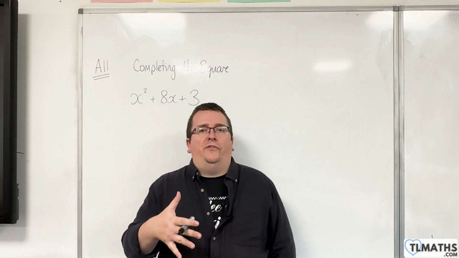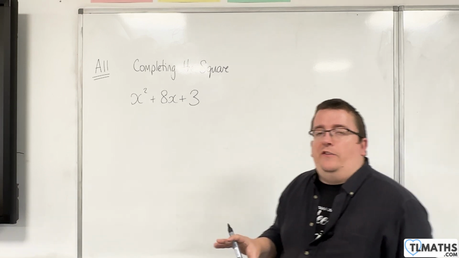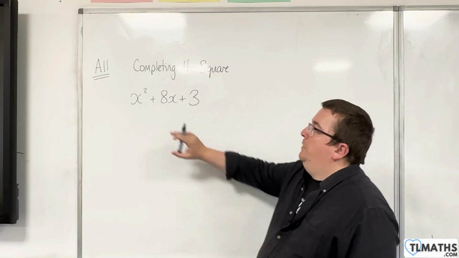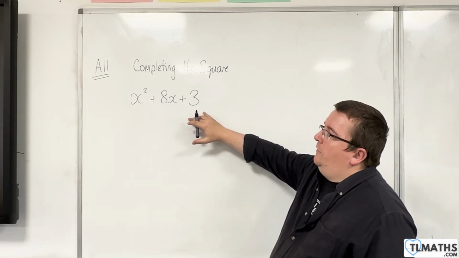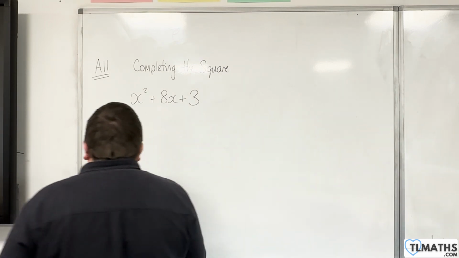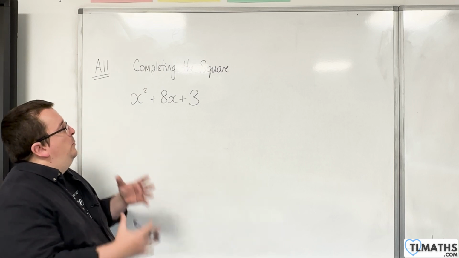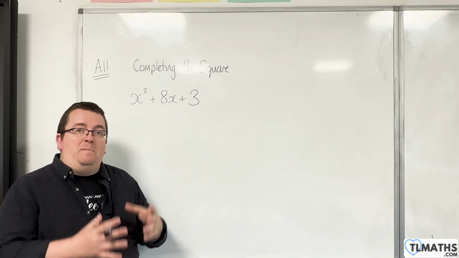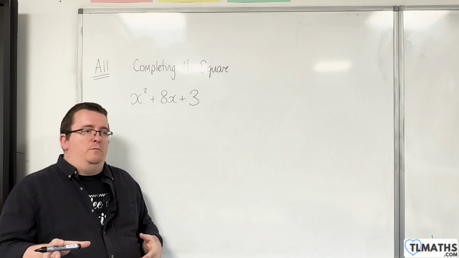So in this video, I want to introduce you to this idea of completing the square. This is a process that we use with quadratics, and I'm going to work through this quadratic as an example: x squared plus 8x plus 3. The idea, and where the name completing the square comes from, is that we would like to be able to write this as a perfect square. I'll show you what that means in a moment.